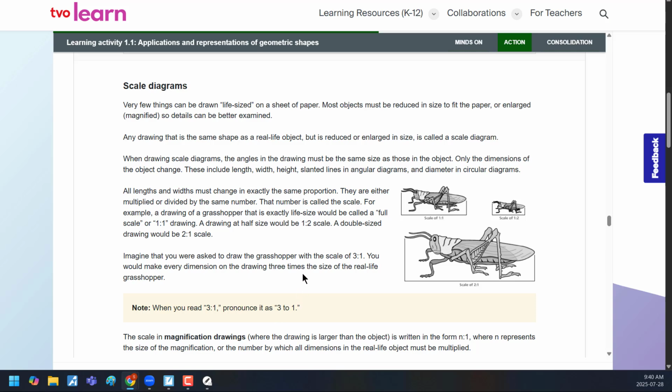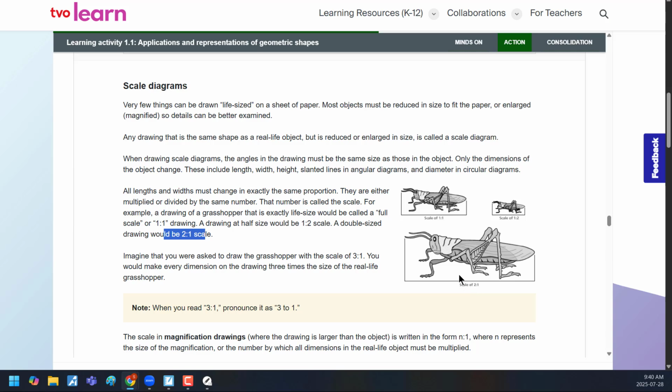What does that mean? Let's start with 1 to 1. When you have a 1 to 1 drawing, that means it's the full scale, or the true size, the exactly life size of this grasshopper. So a grasshopper would exactly be that size, height, length, whatever. And that's a 1 to 1 drawing. When you have a drawing that's half the size, it would be a 1 to 2 scale. So that's half the size. And if you have a double size, the drawing would be 2 to 1 scale.